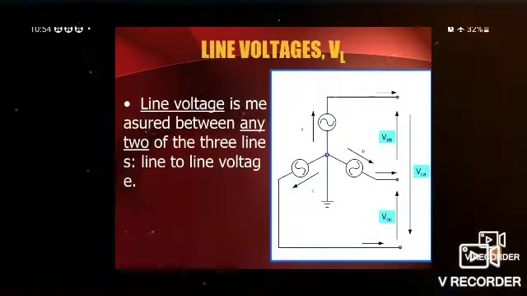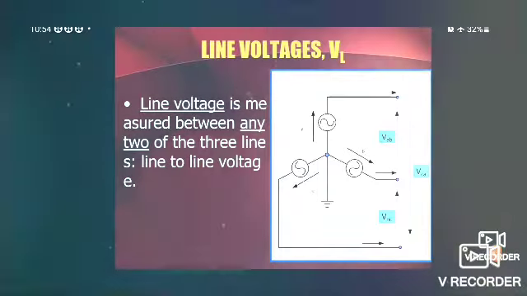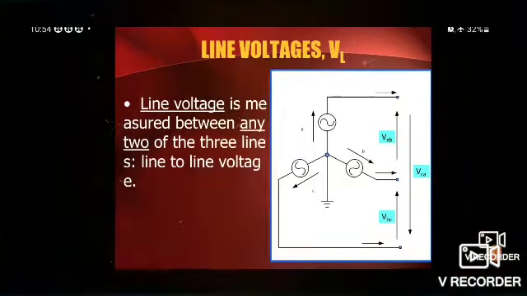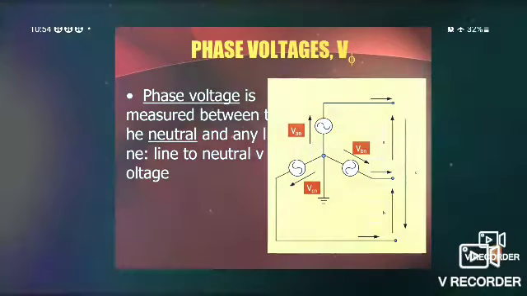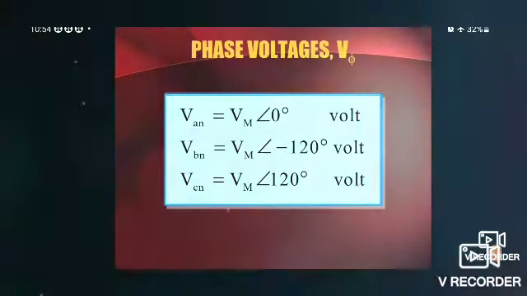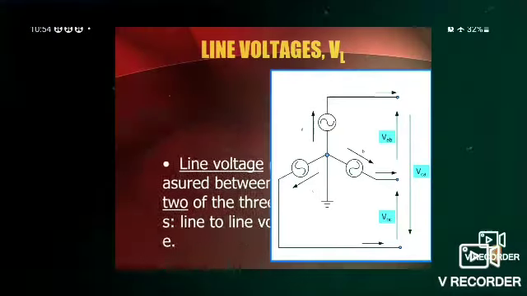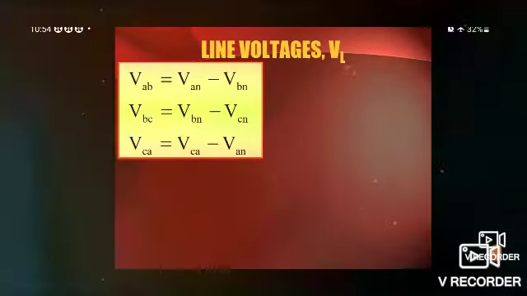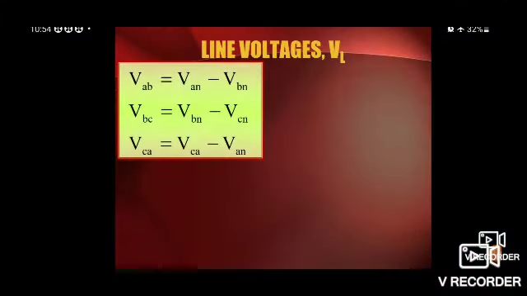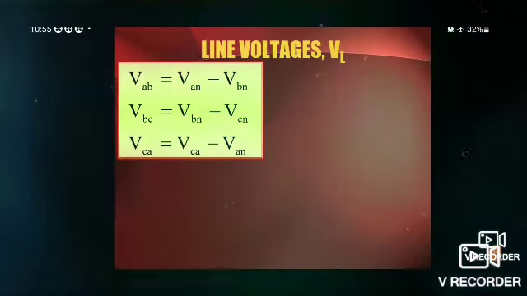Then line voltage is measured between any two of the three lines, that is line-to-line voltage. VAB, VBC and VCA represent the line voltage. Similarly, in the last circuit, VAN, VBN and VCN represent the phase voltage. In this circuit, VAB, VBC and VCA represent the line voltage. VAB is equal to VAN minus VBN, VBC is VBN minus VCN, VCA is VCN minus VAN.